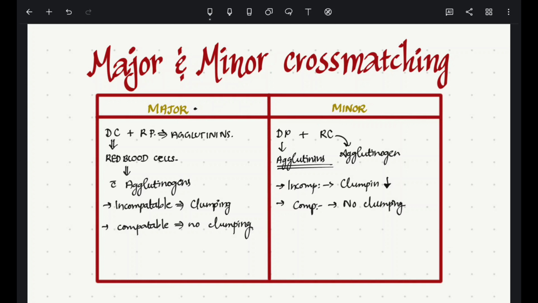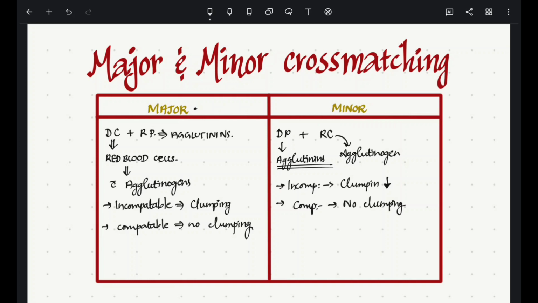Let's wrap it up once again. Major cross matching: donor cells and recipient's plasma. Donor cells contain agglutinogens and the recipient's plasma contains agglutinins, antigens and antibodies respectively. These antigens, the agglutinogens, are highly antigenic, and even a small quantity of this will cause clumping. If this happens during transfusion, it can cause a major problem for the recipient. So this process of cross matching is very important in determining the compatibility between blood groups. That's why it is called major cross matching.